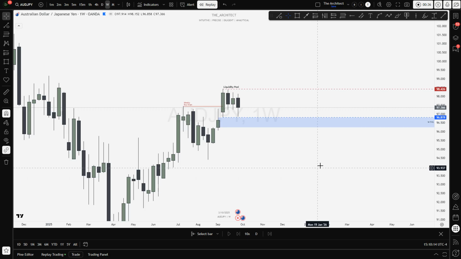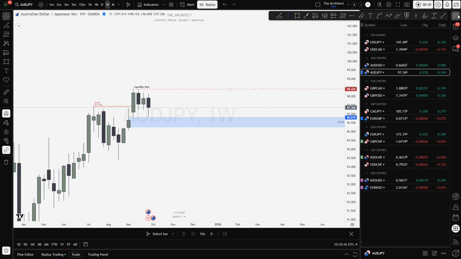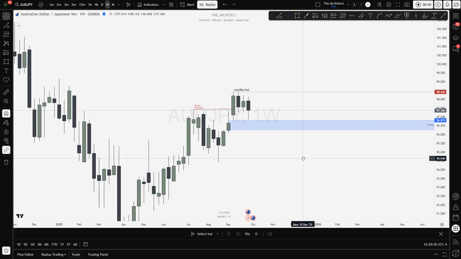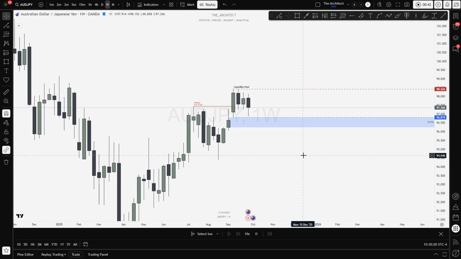The first pair we'll be starting with is AUD JPY. This is the weekly time frame as always. I am an intraday to swing trader, so I tend to hold my trades for a day or two. My higher time frame perspective is my weekly time frame, my intermediate term time frame is my 4 hour, and my entry time frame is the M15.